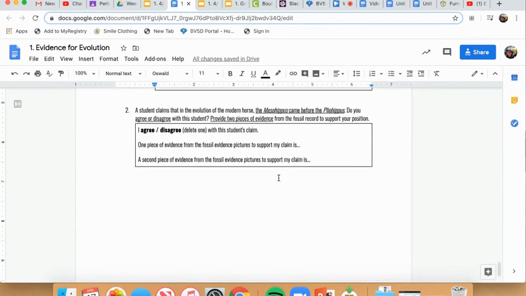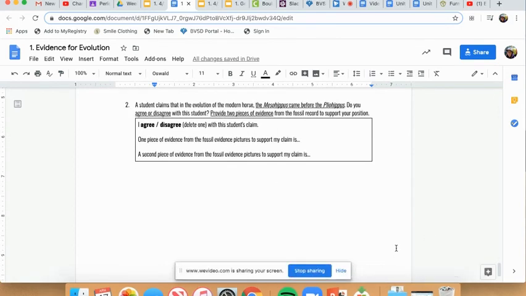I would suggest one of your pieces should come from the skulls, and your second piece should come from the legs. And again, be very specific. Do not just give me a generalization. Be as specific as you can when describing your evidence from the diagram.